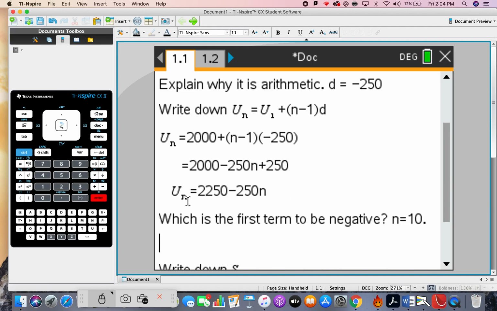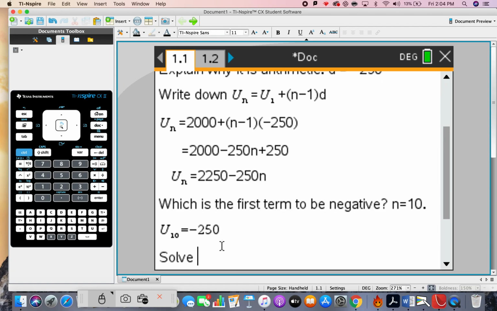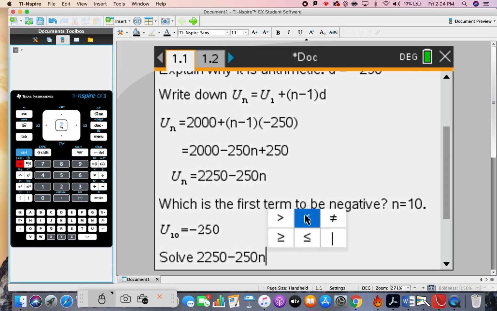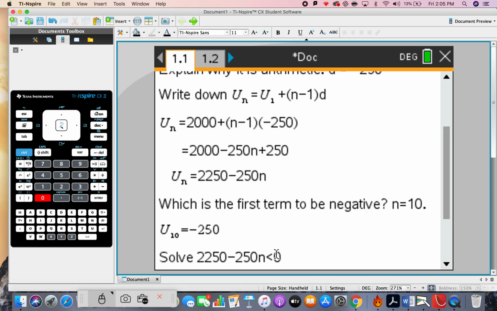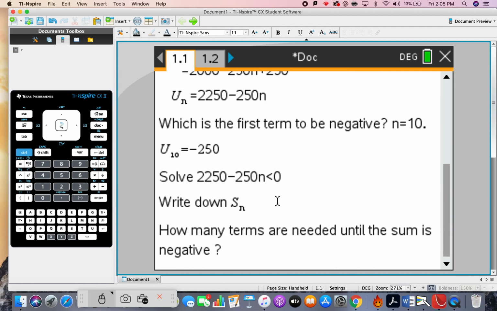And you might also write down the value of u10. So we write down that u of 10 is equal to negative 250. If you want to solve this as an equation, what we're actually trying to do is solve an inequality: the nth term is less than 0. So you could try to solve equals 0 first and then adjust for the inequality, if you like solving equations. And then the final part is here, write down S of n.